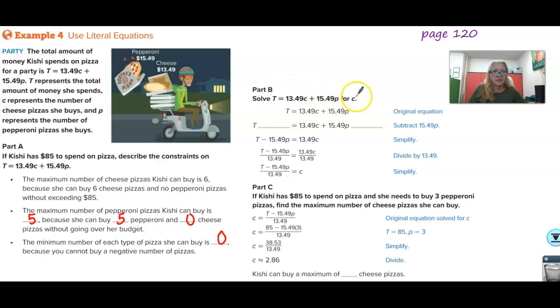Okay, so they want to get C by itself. So the first thing you're going to do is subtract 15.49P from both sides. Oh, this is so hard to write so small. Subtract those from both sides. Now these are gone, and all you have on the right is 13.49C, and the minus 15.49P is on the left. Then you want to get C by itself, so you divide both sides by 13.49 to get rid of that, and here you have the equation solved for C.